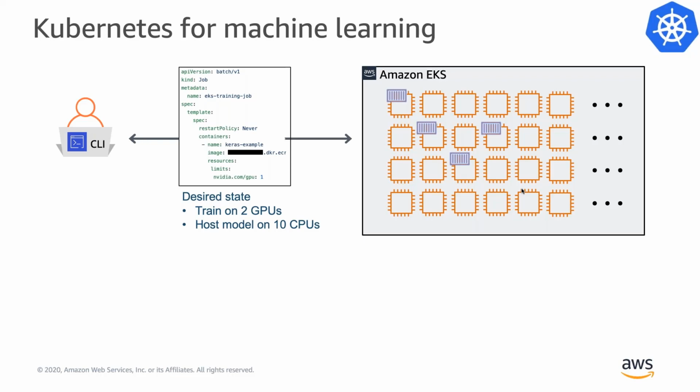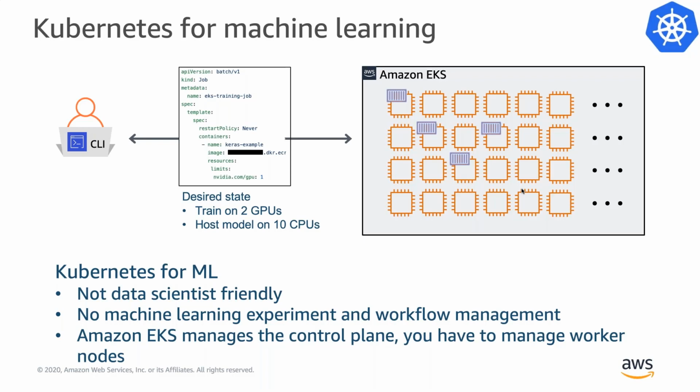But when it comes to machine learning, there are a couple of challenges, primarily being it's not data scientist friendly because if you're a user of Kubernetes, you expect to write your jobs in a YAML spec, which data scientists prefer doing in languages like Python. And by default, Kubernetes is more of a fundamental container orchestration technology. So there aren't many machine learning specific capabilities such as experiment tracking and workflow management.